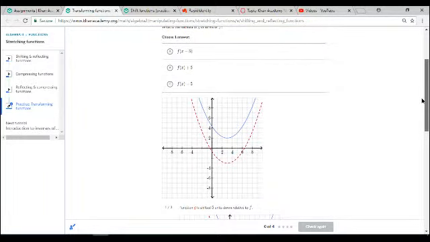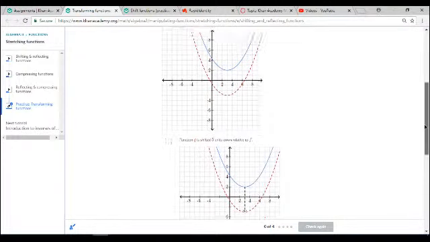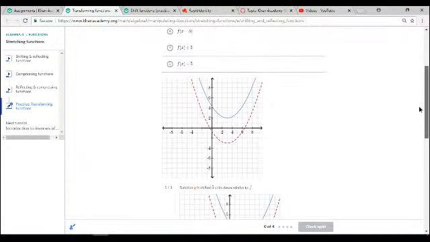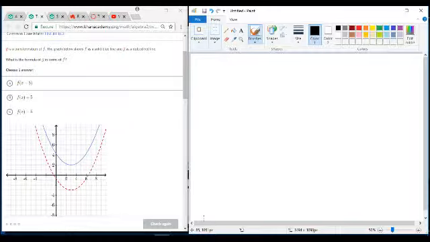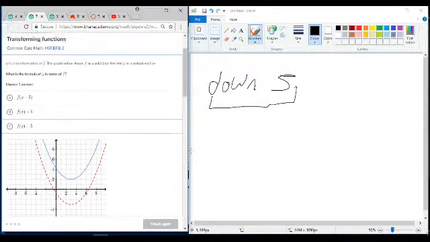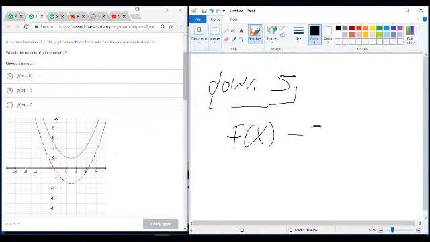So when we transform the functions, we look at g in terms of f. Hopefully this is not a glitch, but g in terms of f, all we have is a shift down 5. So our shift should be down 5, and that's just looking at the problem right here. So that's going to be f of x minus 5.